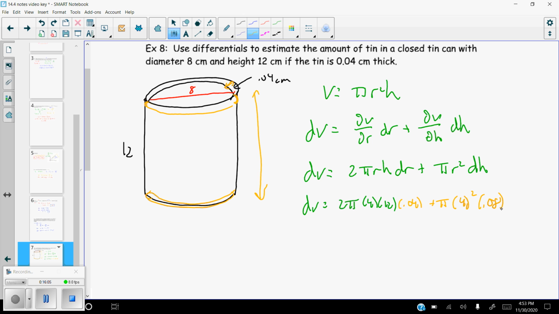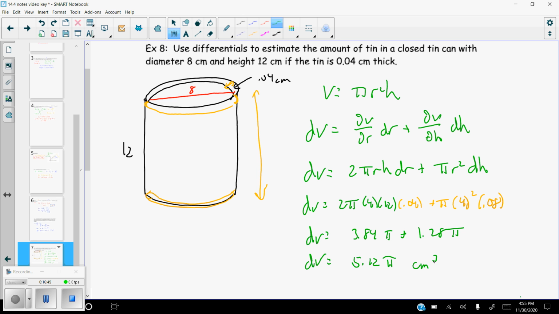And then, obviously, you'll plug all this stuff in. I'll have to pause here for a second because I didn't plug all this stuff in yet. All right, so it looks like we get that dV is going to be 3.84 pi plus 1.28 pi. So we're going to end up with 5.12 pi. And then obviously you could get an approximation if you plug in pi. But that is going to be your differential in the volume. And this would be centimeters cubed because it is a volume.